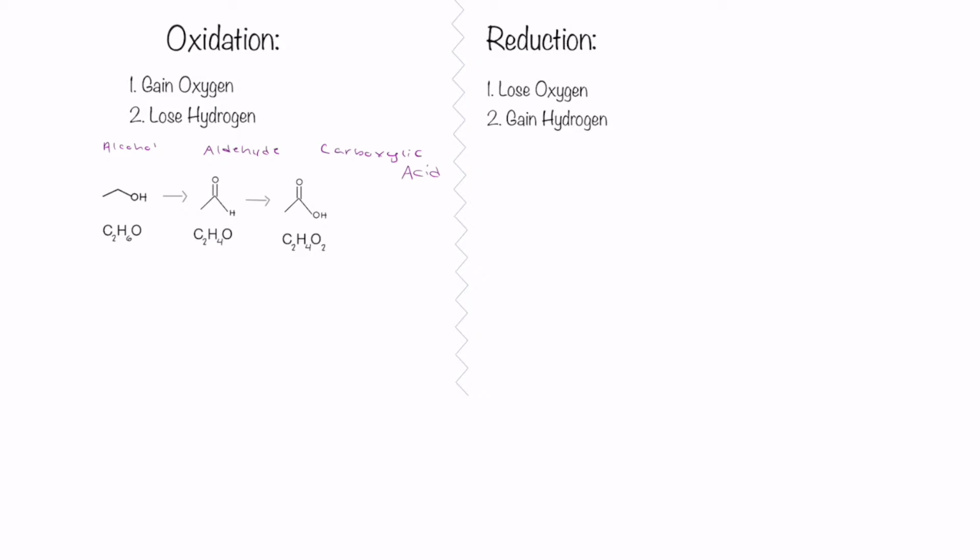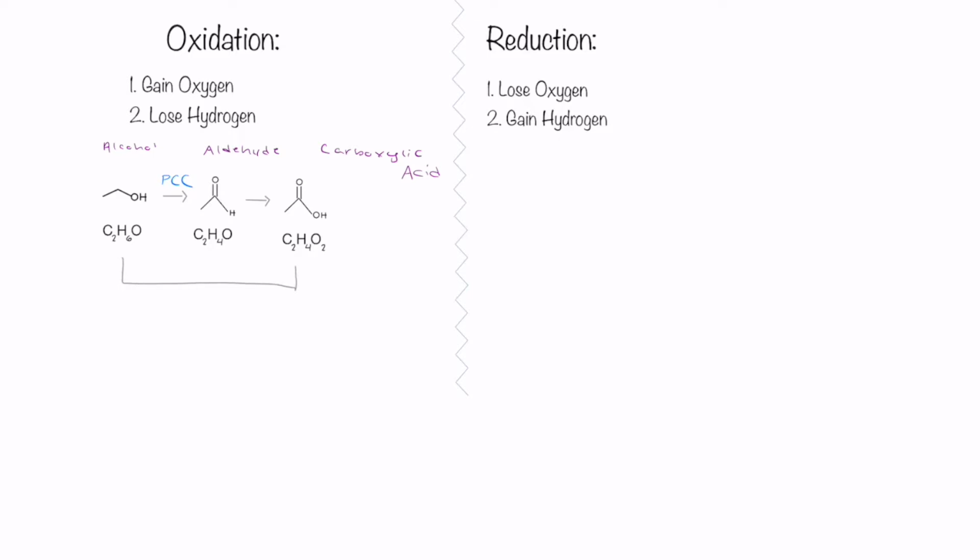Now let's talk about some of the reagents that can perform these reactions. To get from an alcohol to an aldehyde, we use something called PCC, which stands for pyridinium chlorochromate, although I doubt you'll need to know that. Most professors just call it PCC.